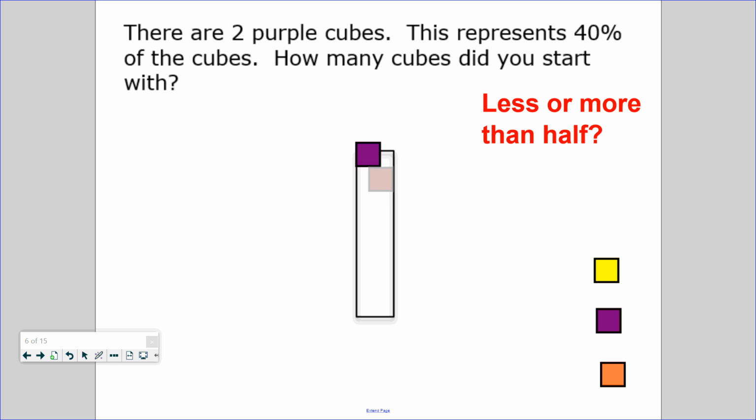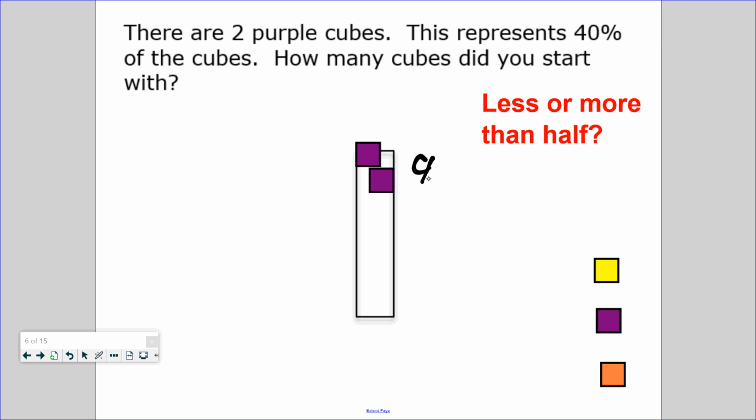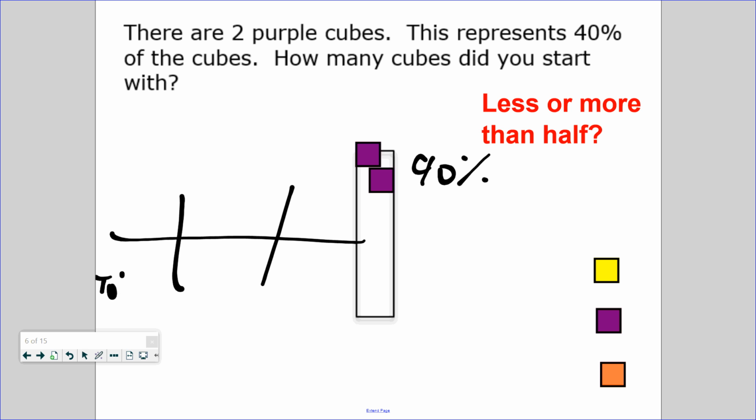The rest, this represents 40%. How many cubes did you start with? So let's make a table. Again, this represents the total. So how would you write 40% as a fraction? 40 out of 100. There are 2 purple.